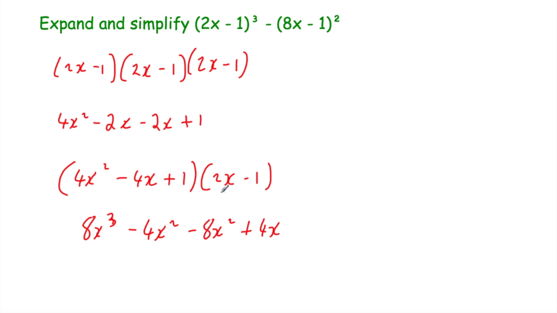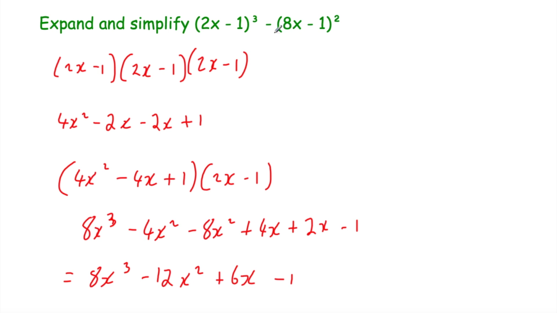And finally, now we just need to times what's in the bracket by 1. So 1 times 2x would be plus 2x, and 1 times minus 1 would be minus 1. So that's fantastic. And finally, let's simplify this and see what we get. 8x cubed is just going to be 8x cubed. Minus 4x squared, take away another 8x squared, would be minus 12x squared. 4x plus 2x would be plus 6x, and then we've got our minus 1 on the end, and that's it. So that means that (2x - 1) cubed would be equal to 8x cubed minus 12x squared plus 6x minus 1. Okay, so that's fantastic.